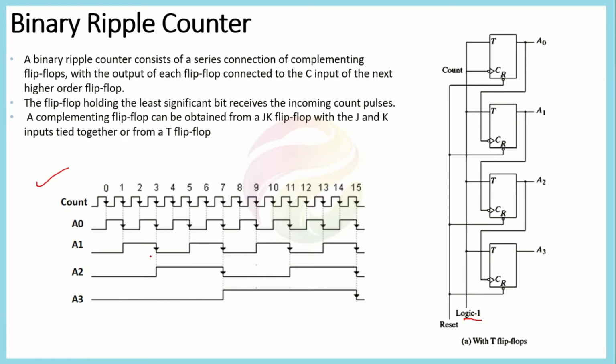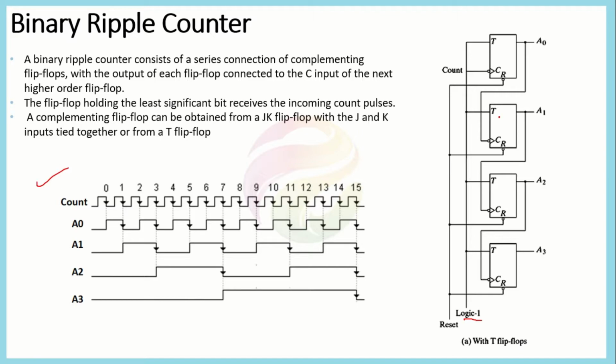So because they were initially 0, after the first cycle A0 would go to 1. But after the next negative edge, it would again go back to 0, because the T value is always equal to 1 here. So it would be complementing after every negative edge of the clock.